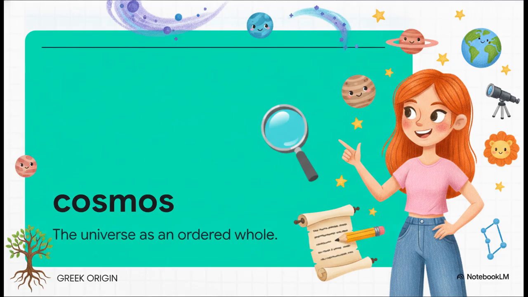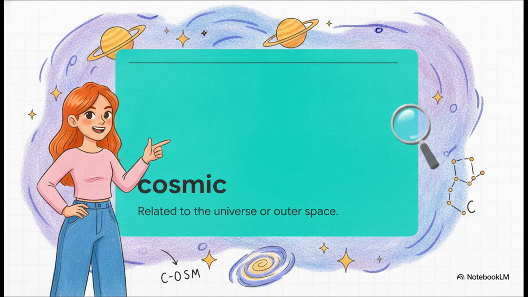Don't fall for the U-trap. Next is cosmic, meaning related to the universe or outer space. The morphology is super simple here. Cos plus the suffix ik.